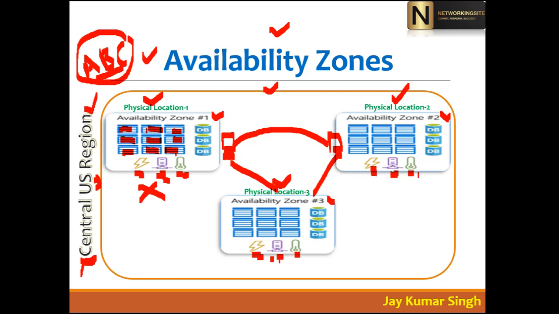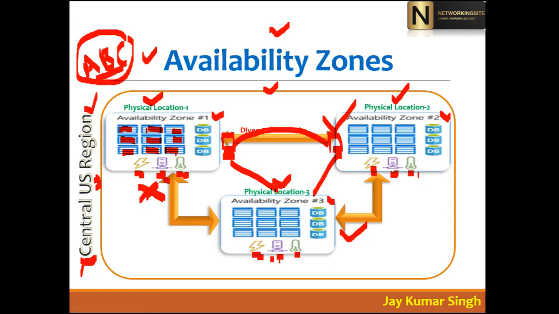The power cut affects the entire city. There is no power. But if you have power at another location, your server will still be accessible from anywhere in the world. Those things work with availability zones.